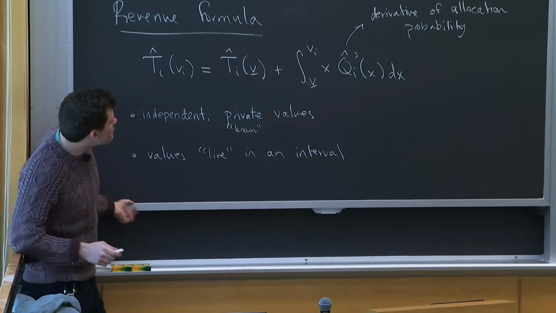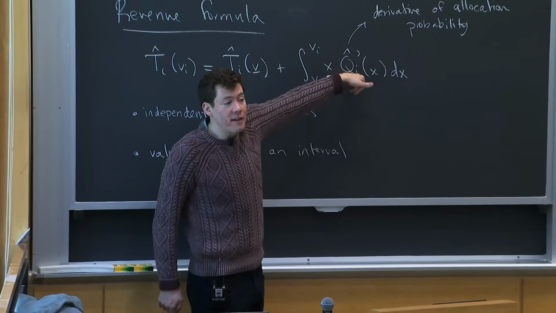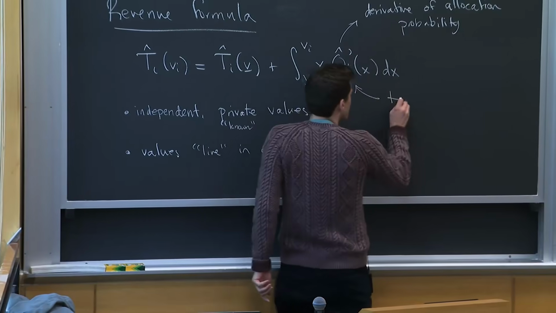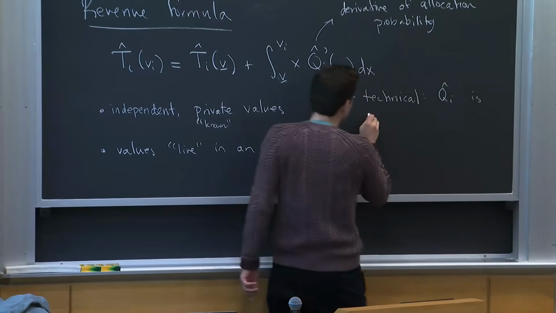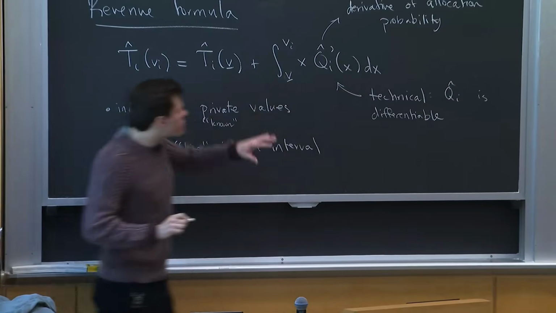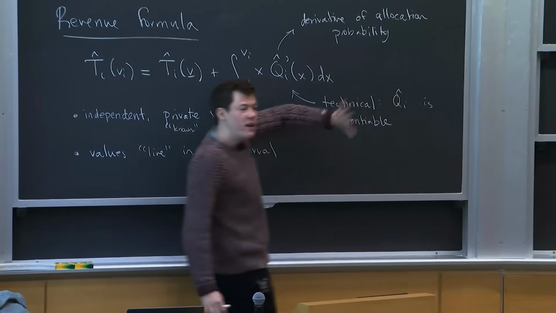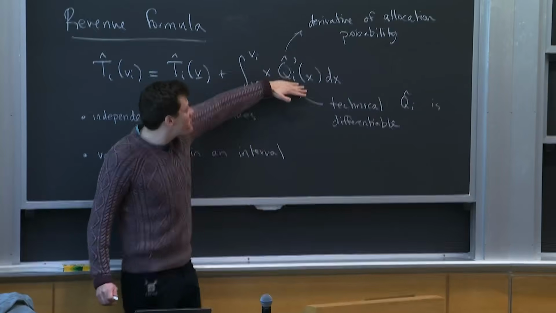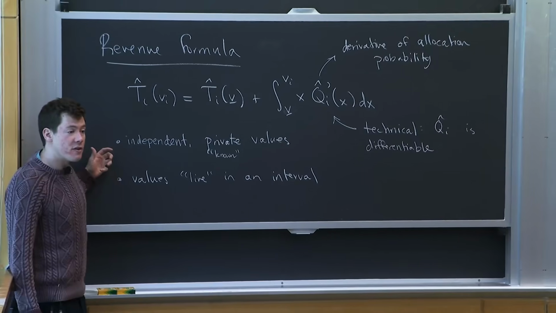One other maybe more technical assumption you might notice is that, well, for this to make sense, this function q hat has to be well behaved. We have to be able to take the derivative of q hat. That's a more technical thing, so I'll just say technical: qi hat is differentiable. I call this technical because it turns out if you use a more involved proof, you can get a substantially similar result without this assumption. So that's not something we're going to cover in the course, but I'll just highlight that our proof used differentiability of q hat, but that's not really necessary for the result. But these assumptions really are substantive and important for this revenue formula.